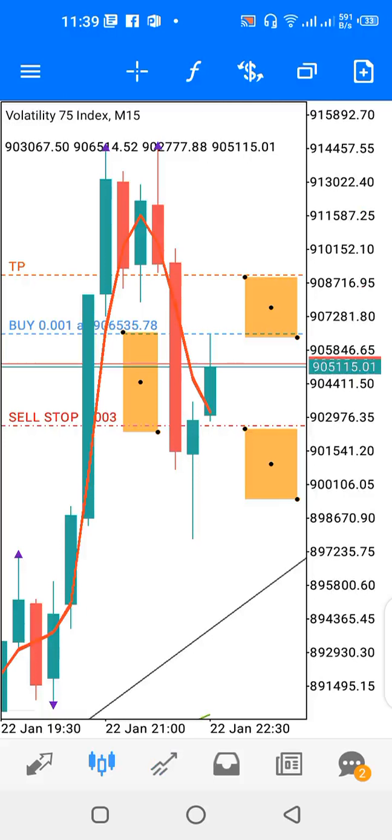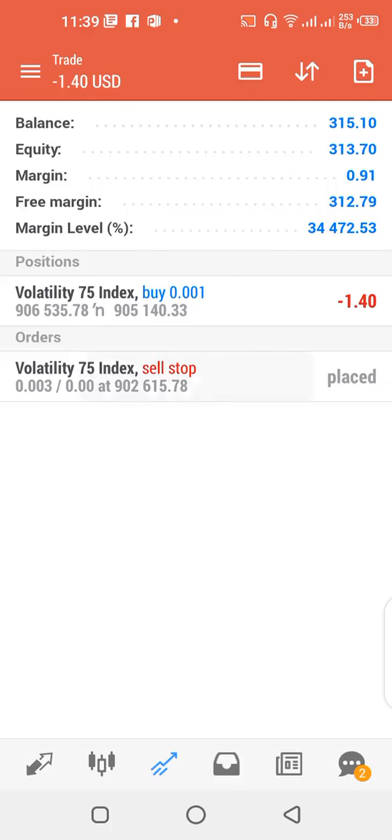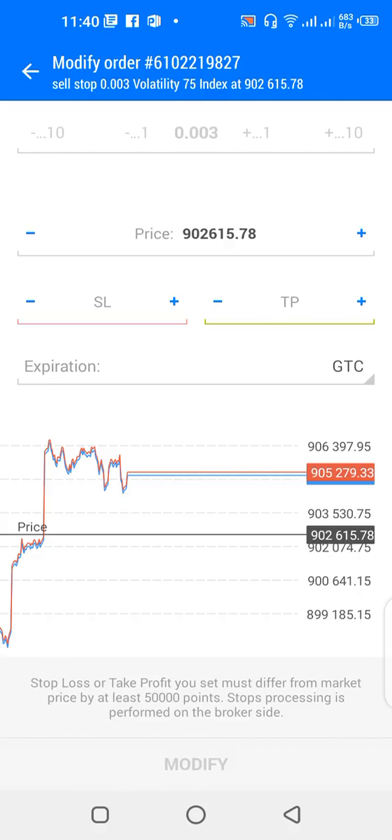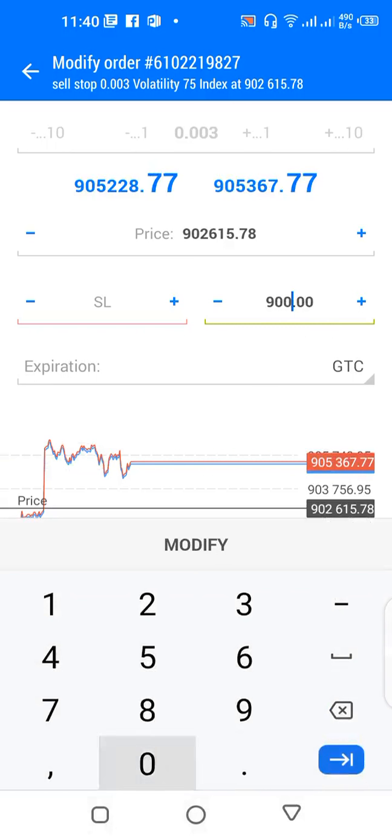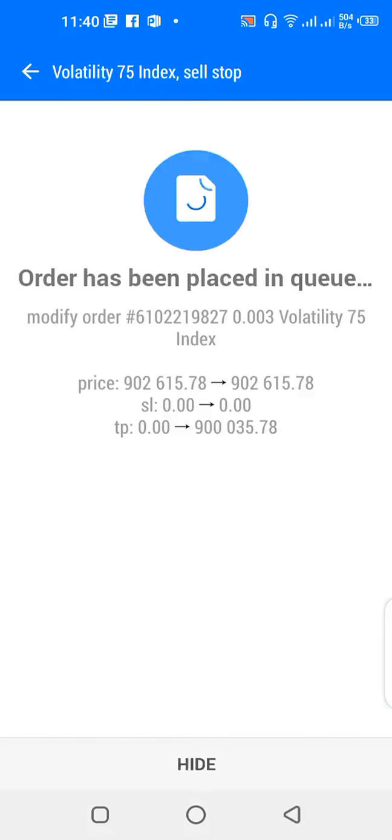Okay, of course, my TP for the hedge trade will be around measuring 2,500 points below that level. We'll be having something around 900,035.78.